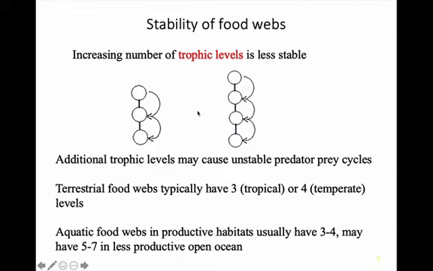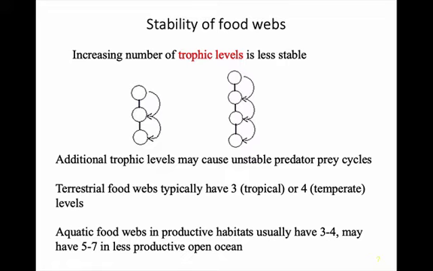Terrestrial food webs typically have 3 in the tropics or 4 in the temperate zone, and that's about as far as it goes. And most people, I think, would wager that you'd have a lot more than that. But that's what we found when we analyzed the actual number of trophic levels. In the aquatic systems, you typically have 3 or 4 in very productive aquatic habitats like continental shelf, coral reefs, kelp forests. But in the open ocean, surprisingly, and we won't get to the explanation for this for a couple of lectures, you can have as many as 5 or 7 even in less productive open ocean.